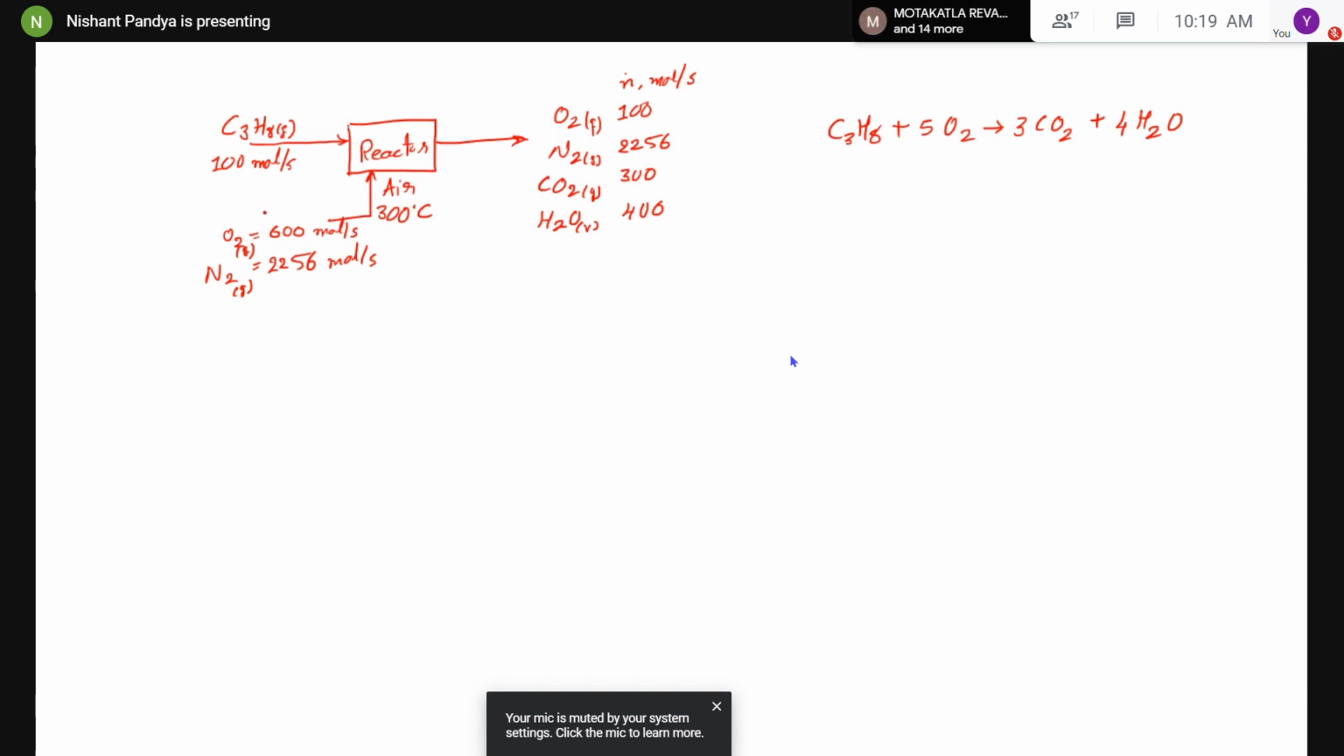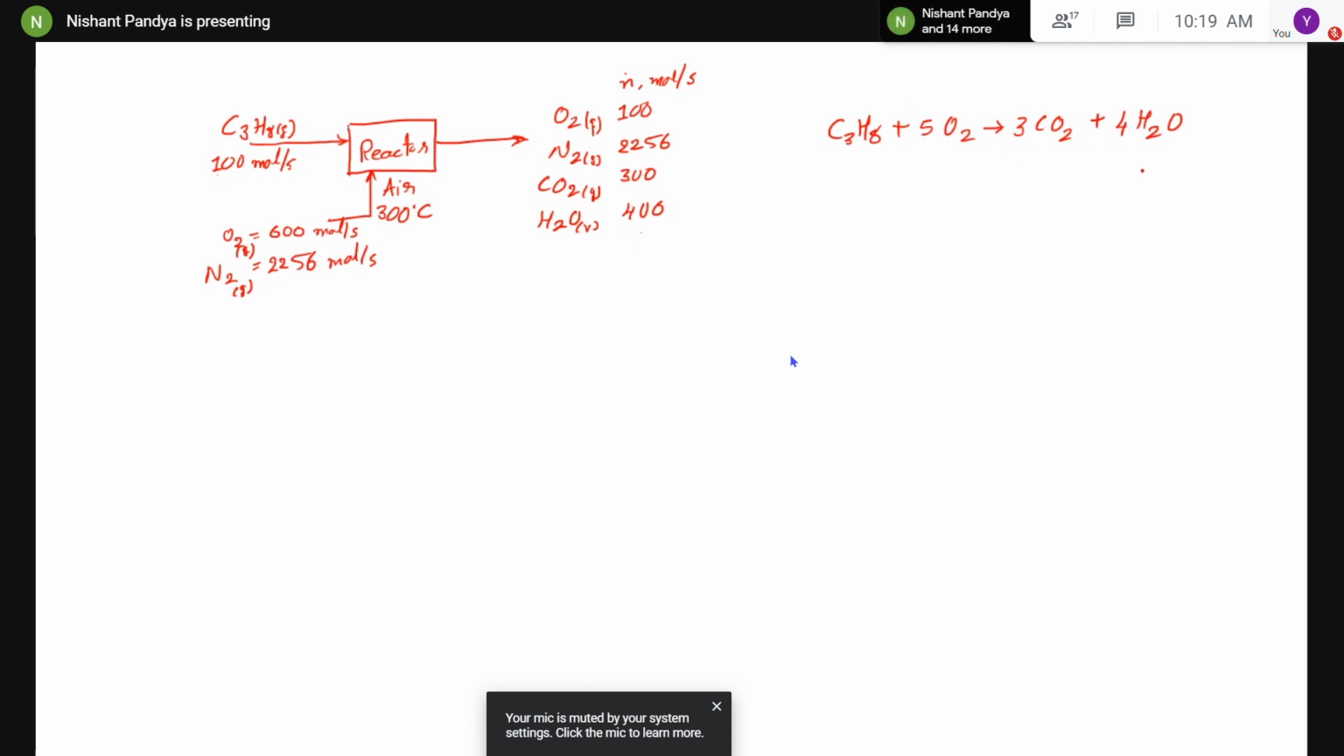So you can see here conversion is 100%. So 100 mole of C3H8 is reacted, and it gives you 300 mole of CO2, 400 mole of H2O. Right, you can verify this, so make sure that there is nothing wrong in the data in the book or wherever you are referring. Okay, now this is a combustion reaction.